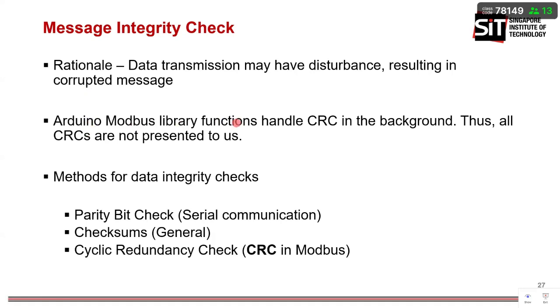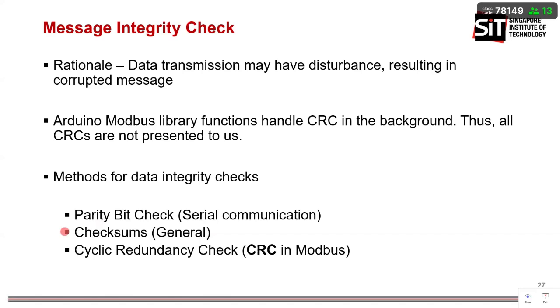So in Arduino Modbus, all right, we have the CRC, cyclic redundancy check, in the background. And this is something that happens at the back end that users don't really get to see because all these are being checked within the embedded system. So in terms of message integrity check, I have talked about the parity bit in serial communication, which you learned last week. There are some of these checksums that some of you may have encountered when you download installers and so on. Why is there a checksum?